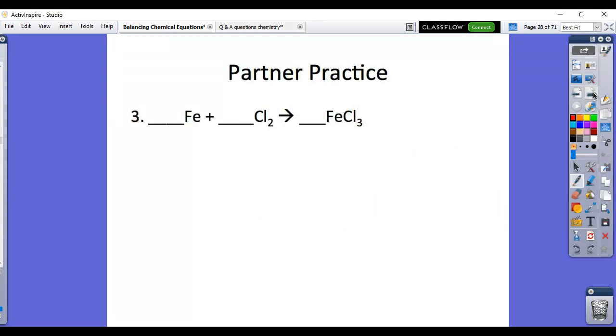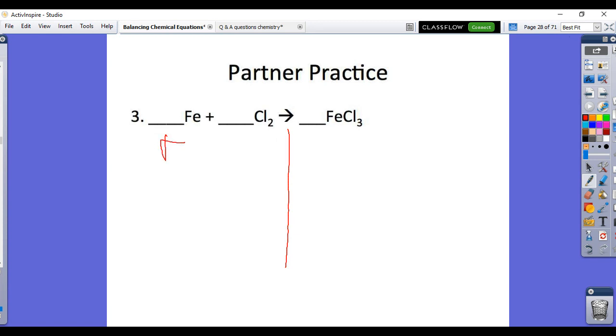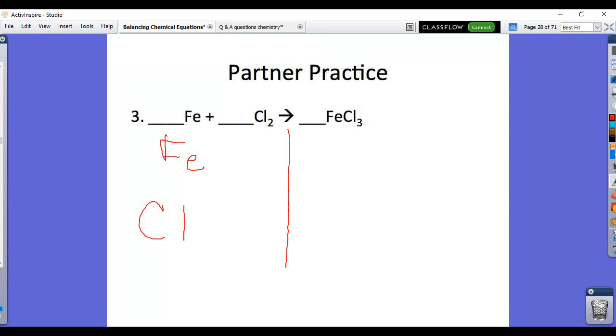All right, the next one, Fe, Cl, Fe, and Cl. So we got 1 and 2, 1 and 3. So here we go. Our chlorines are unbalanced. Because chlorine is only in one place on this side, and chlorine's only in one place on this side, 2 and 3 are multiples of 6. So we need to make those a 6.